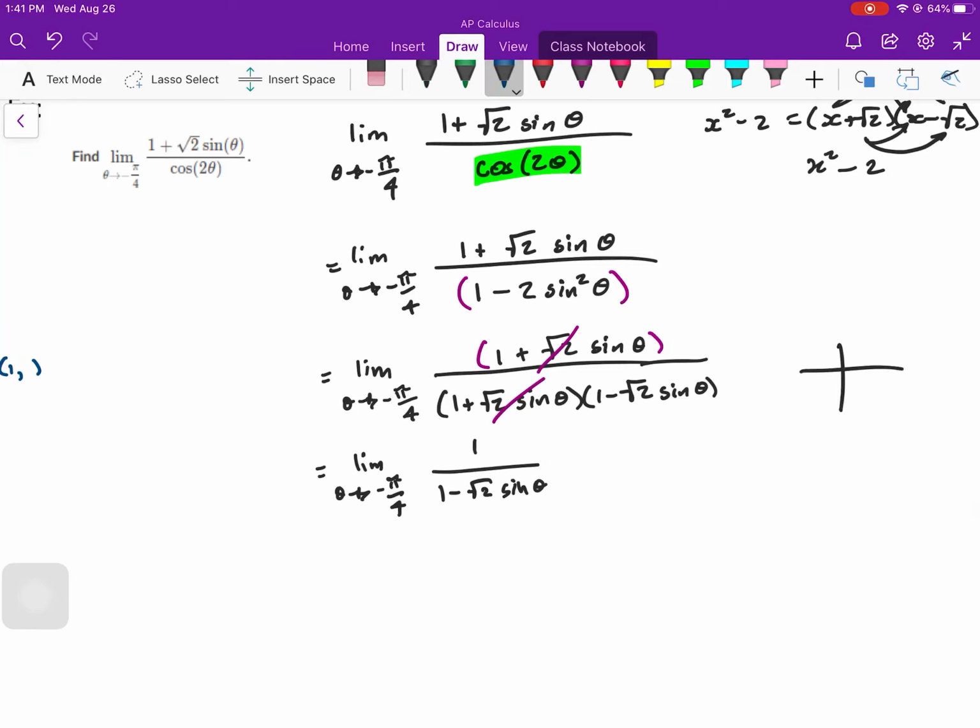So plug it in, negative pi over 4 on the unit circle would be right here, and the y value would be negative square root of 2 over 2.